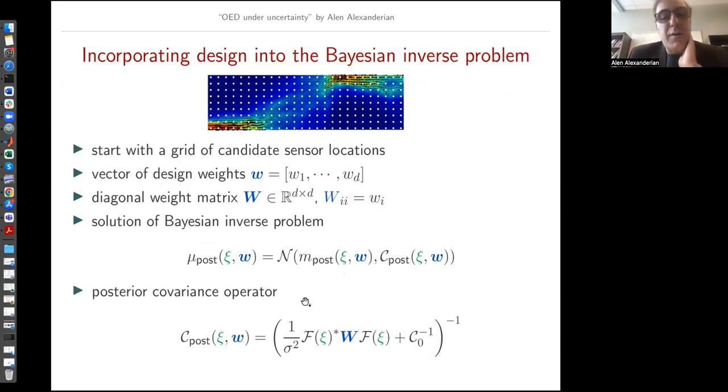Now, let me go back to our OED problem. We start with a grid of candidate sensor locations, and we have a vector of design weights. We stick these design weights on a diagonal matrix, this capital W. The solution of the Bayesian inverse problem will then depend on the design. In particular, the posterior covariance will depend on these weights in this way. So you have this diagonal matrix of weights appearing in the term F star F. And of course, you also have the Xi. Okay, so this is a little bit quick, but that's the posterior covariance operator in this case.